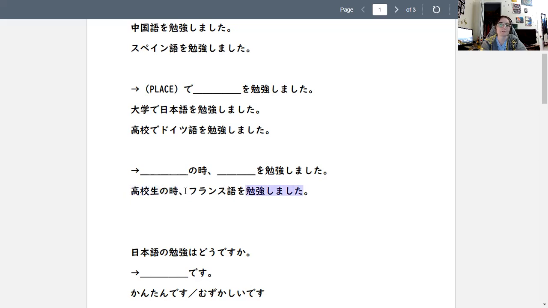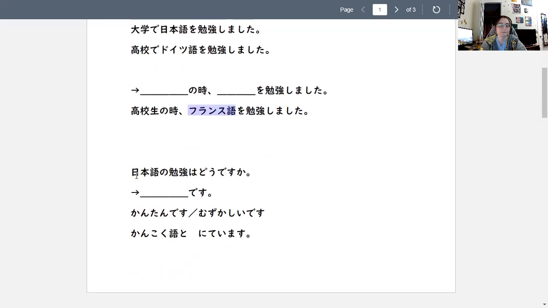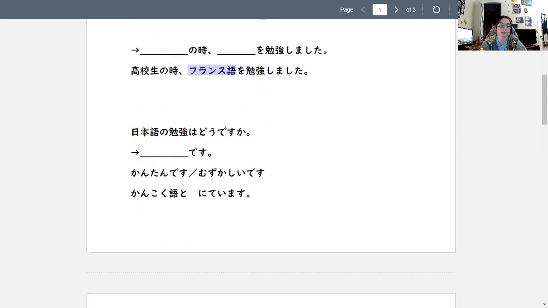you studied French. Okay, and this next one is 日本語の勉強はどうですか? So どう is like how was it? So how was studying Japanese? You say blank です. So you can say 簡単です or 難しいです. So 簡単 is easy and 難しい is difficult. And you could also say something like this.